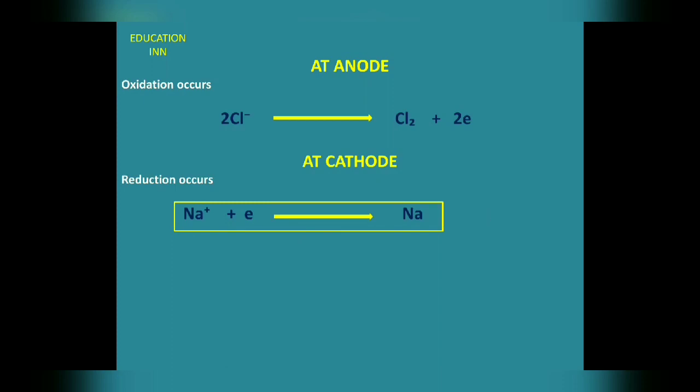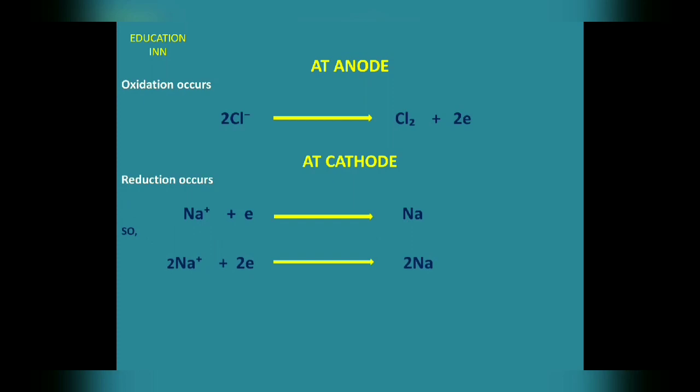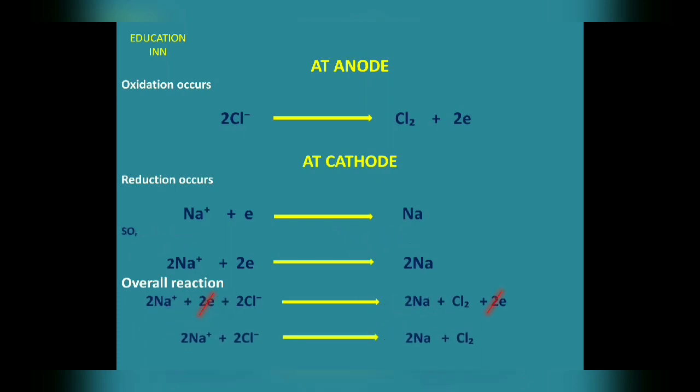This is an unbalanced equation. We multiplied it by 2 so that it can be a balanced equation. So we get the balanced equation: 2 sodium ions plus 2 electrons give us 2 sodium metal, 2 atoms of sodium metal. The overall reaction is the sum of all these reactions. So we get this equation. We cancel out the same species on both sides of the arrow. So we cancel out 2 electrons on the left hand side and 2 electrons on the right hand side, so that we get the net ionic equation. Here you can see that the products are only sodium metal and chlorine gas. So in this way, whenever we electrolyze a fused salt, products are predictable.